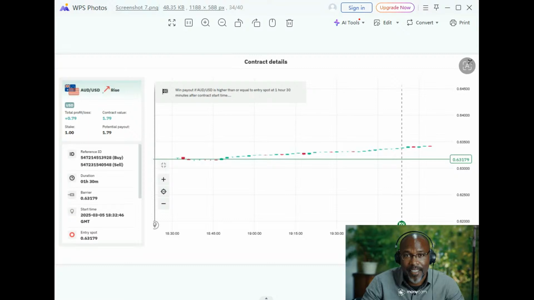So then with respect to the Aussie dollar, US dollar, there was another potential trade setup that I wanted to explore. And as you can see here, this trade pretty much went exactly as well as I might have hoped.